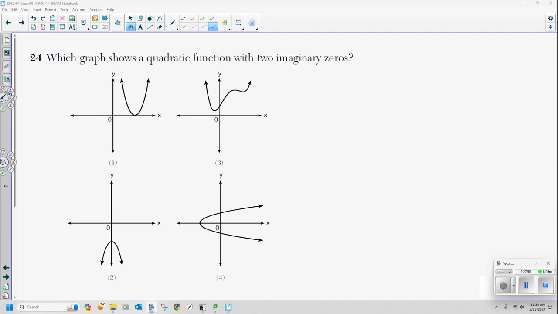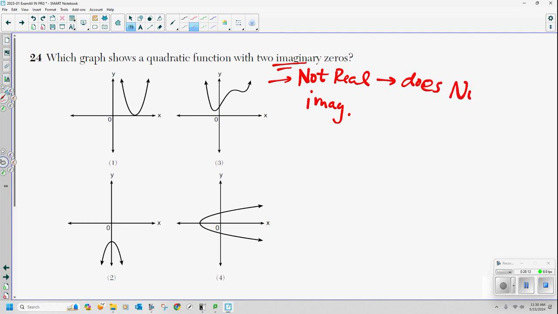Which graph shows a quadratic function with 2 imaginary zeros? If they are imaginary zeros, this one's easy. It means they are not real, which means they're imaginary, right? That's what they tell us here, imaginary. If they're not real, it doesn't really touch the x-axis, because there are no solutions. The zeros, or the x-intercepts, are also called the solutions.